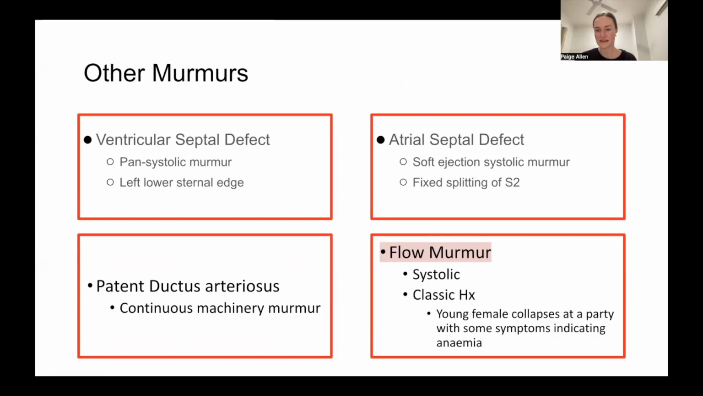Or the classic is a person that collapses at a party, usually because their heart rate is increased either from using drugs or from dancing and that kind of thing. Or you might see it in someone with anemia because to compensate for the lower hemoglobin actually carrying the blood, usually you'll have a larger blood volume to help compensate, or you'll have a quicker pulse to help compensate for that.